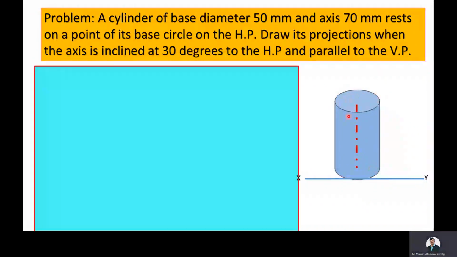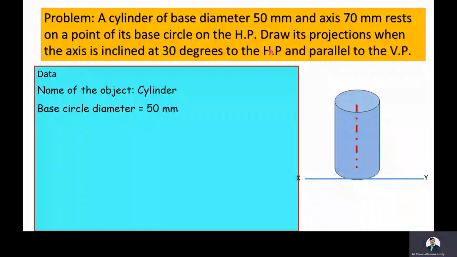The name of the object is cylinder and its base diameter is 50 mm, axis height is 70 mm, and axis inclination to which plane? Horizontal plane. With how much value? 30 degrees. That is, axis inclination with HP is 30 degrees and axis is parallel to VP. That means we'll get true length of the axis on the vertical plane.